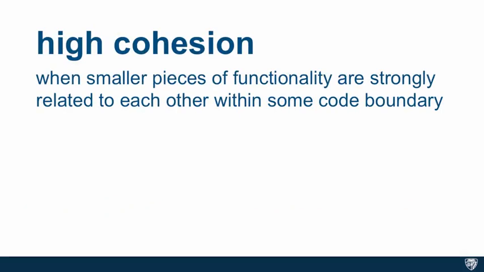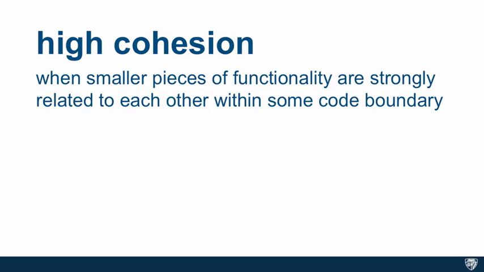High cohesion is when small pieces of functionality are strongly related to each other within some code boundary. Now, I say code boundary for a couple of reasons. One, because in some languages, the boundary that this principle usually refers to is a class. In some other languages, it's a module. In some others, it's a function.